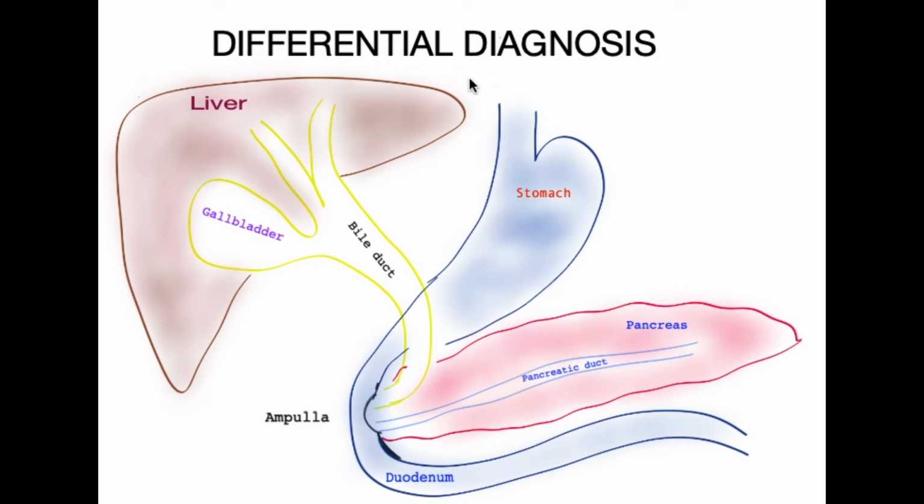What can these symptoms be confused with? It's called a differential diagnosis. What can the presentation of acute pancreatitis be confused with? This is called a differential diagnosis. What other conditions may give rise to similar type of symptoms?